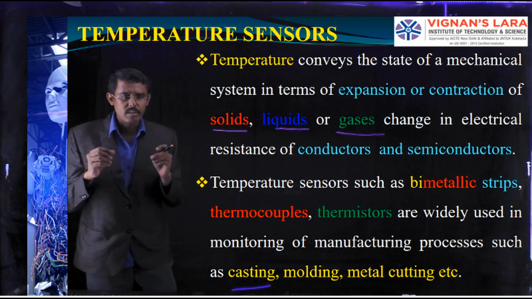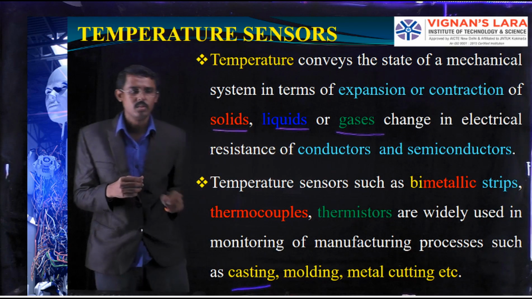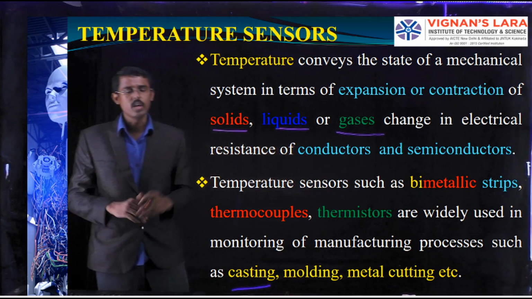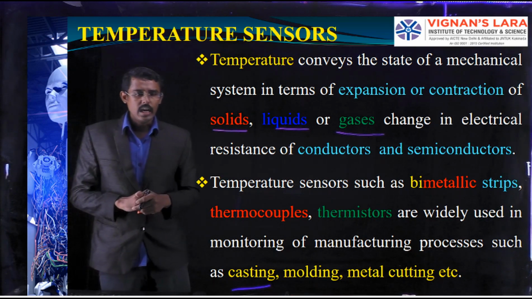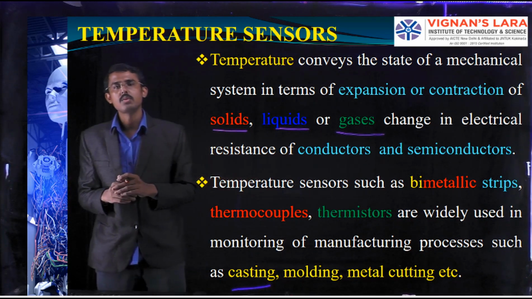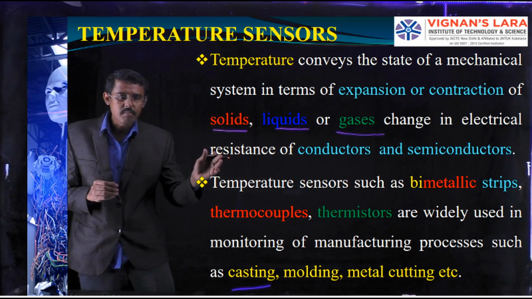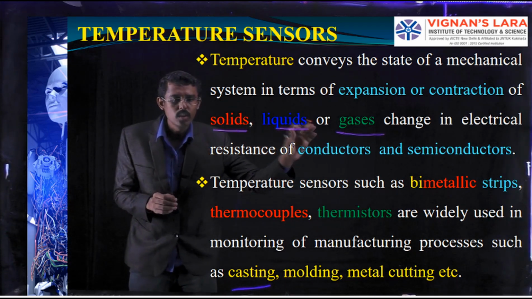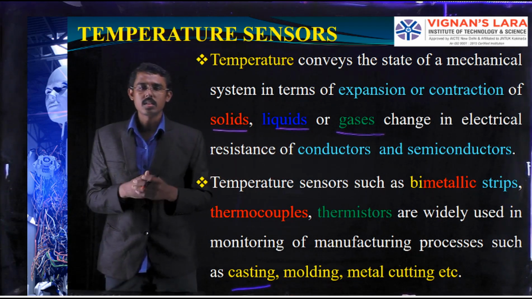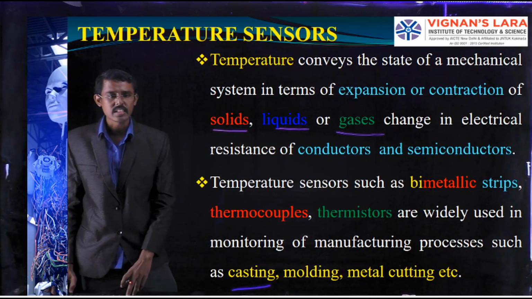What then? The temperature sensors such as a bimetallic strip, that we are going to see now. How this sensor works, that we are going to see now. And then thermocouples and thermistors are widely used everywhere as temperature sensors. But in this example, we are going to talk about the bimetallic strip, and how it is helpful for our systems. Now we are going to talk about the first example.